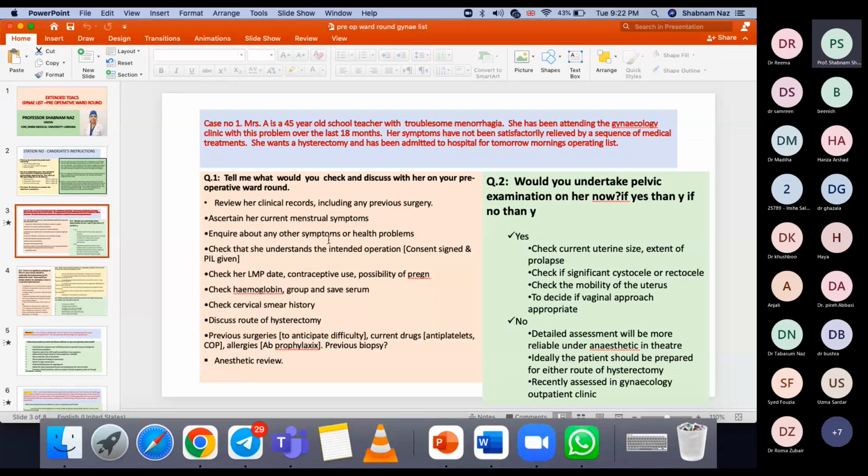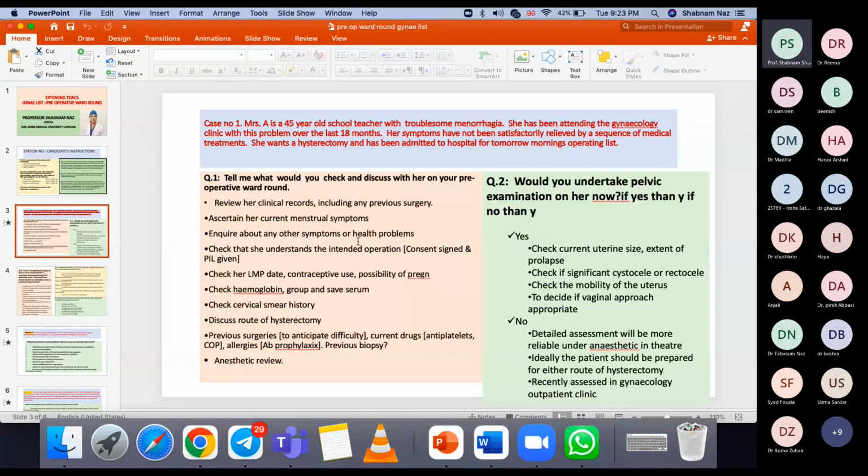Okay, so you almost covered most of the points, but in brief, review her clinical record, including any previous surgeries, right? Yes, ma'am. सर्जरी इसलिए पूछ रहे हैं कि वो प्रॉब्लम करेगी इन द करंट प्रेगनेंसी इफ शी हैड प्रीवियस सर्जरीज, देयर मे बी एडिशंस। ठीक है, ask about current menstrual problem.